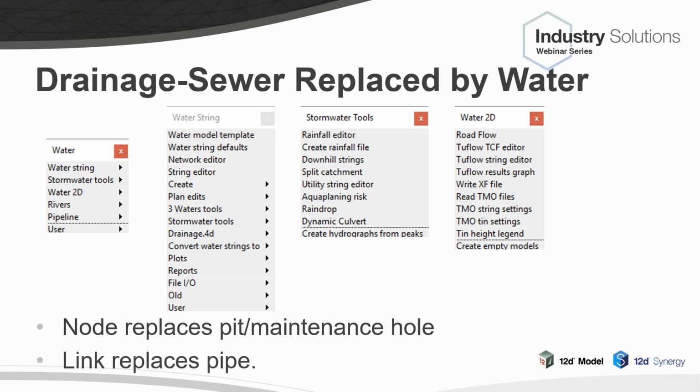And similarly, pipes have been replaced by link. The reason for that is that sometimes a node doesn't have to be a pit or a maintenance hole, and a link does not have to be a pipe. So it's just to make sure you realize it's much more general than just what those particular words are.